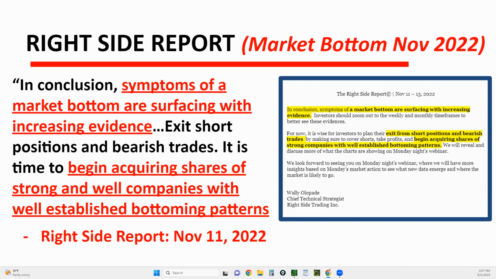I remember having arguments with a lot of people, and telling them, look, you're just going to have to wait and see. Just watch. These bottoms are being put in. And so we were telling people, exit your short positions, exit all your bearish trades. It is time to begin acquiring shares of strong and good companies that have established good bottom-end patterns. Knowing how to see which companies are establishing good bottom-end patterns is important. But we saw that the market had hit bottom. We saw that there was increasing evidence that the bull market was here.